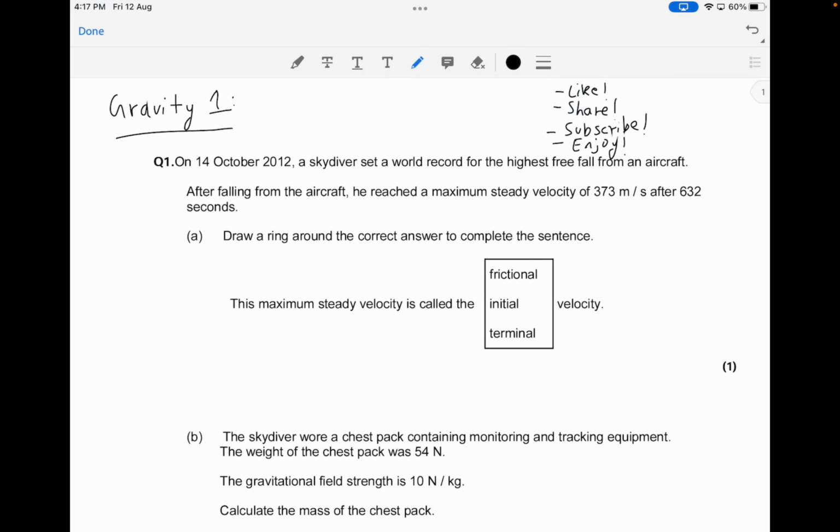Hello guys, today I'm making a video on some basic insights on how to solve questions related to the topic gravity. I know many of you have this topic coming up for exams, so hopefully this video can help you solve these types of questions. This video will be highlighting the main questions related to weight, mass, and gravitational field strength calculations.